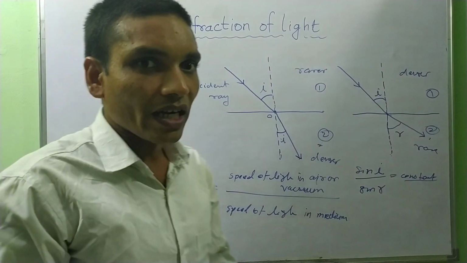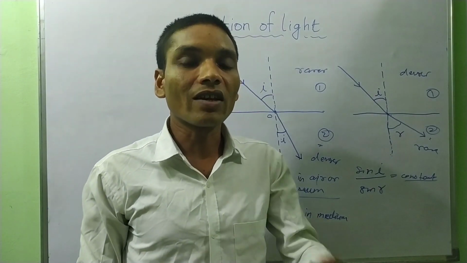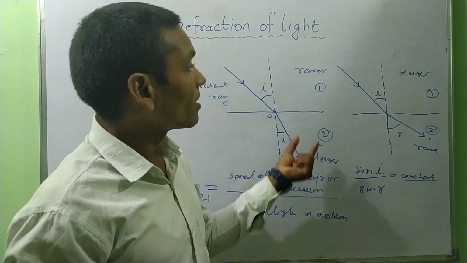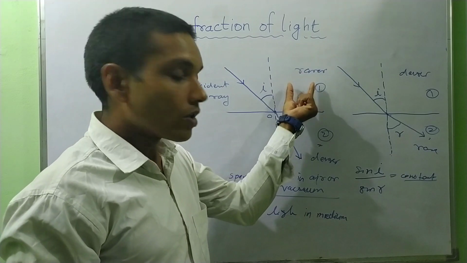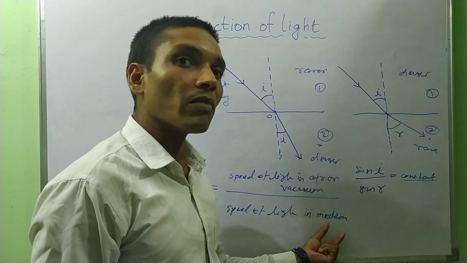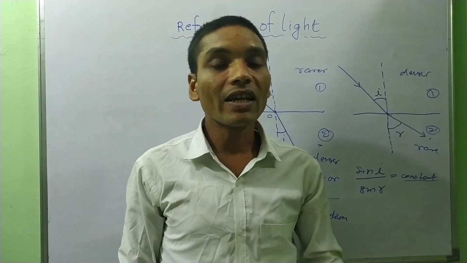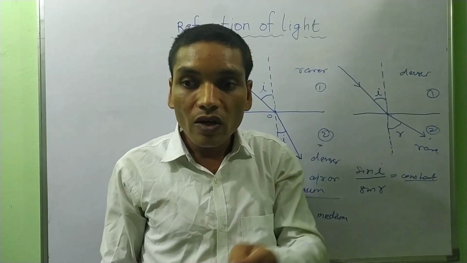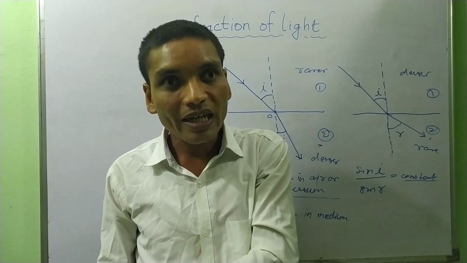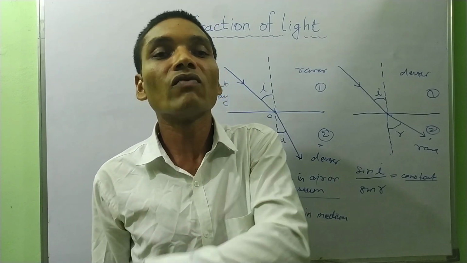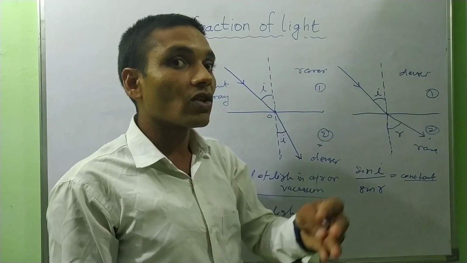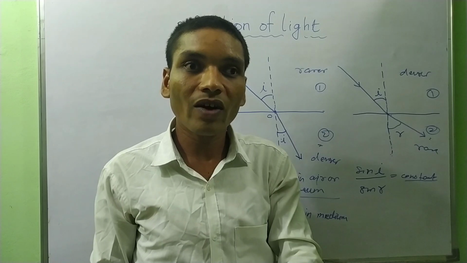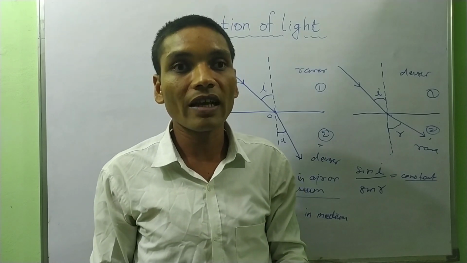So the refractive index is defined as the ratio of the speed of light in air to the speed of light in the medium. When a light ray goes from air or from a vacuum to any medium, the refractive index of the second medium with respect to air is called the absolute refractive index. This is the first type of refractive index.